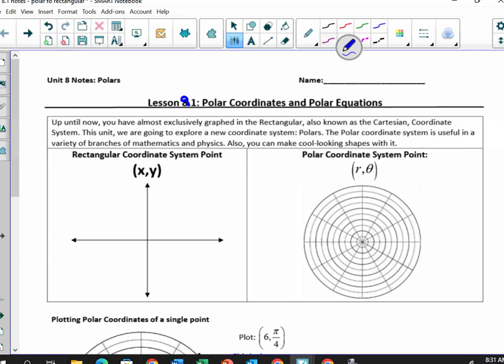Okay? So you're used to plotting, say, the point 3, 4. So you'd go 1, 2, 3, 1, 2, 3, 4. And you'd plot a point, right? We all can plot a point. So in the polar coordinate system, I might give you the point 4, 4 pi over 3.